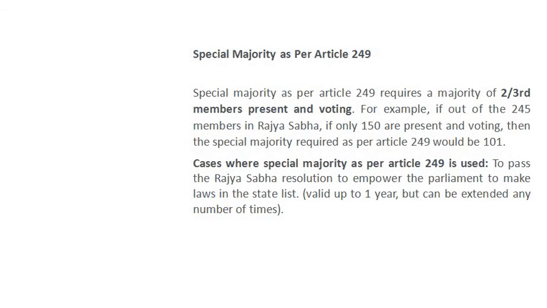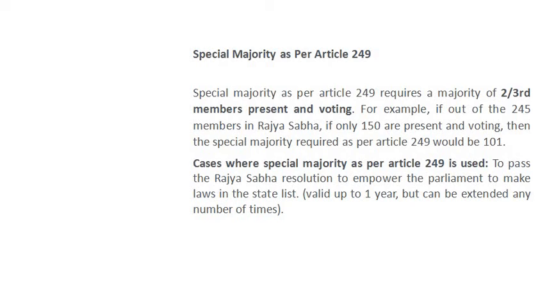The special majority as per the Article 249 requires the majority of 2/3 members present and voting. Similar to the simple majority, in simple majority you require 50% present and voting, but in special majority 2/3 present and voting. Out of, for example, 245 members of the Rajya Sabha, only 150 present and voting, then the special majority as per the Article 249 is 101.